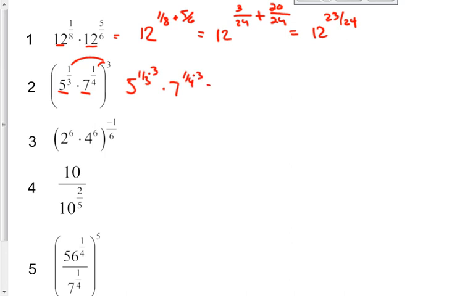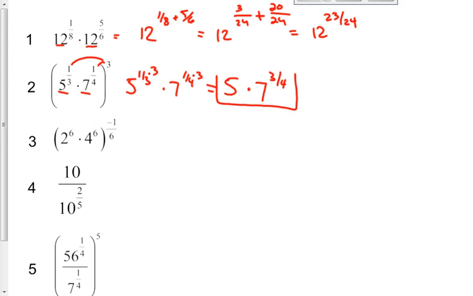The first piece, 5 to the 1/3 times 3 over 1, is just 5 to the first. 7 to the 1/4, and then again raised to the 3rd. We're going to multiply that: 7 to the 3/4. You are not allowed to go any farther. This is not 35 raised to the 3/4.